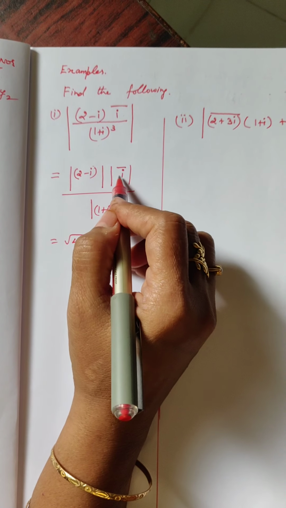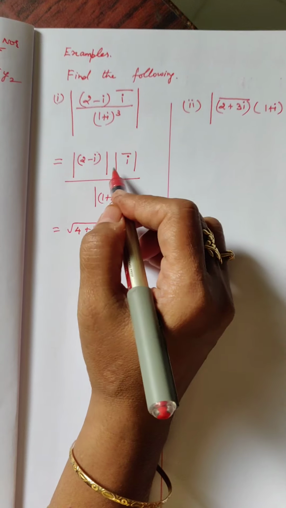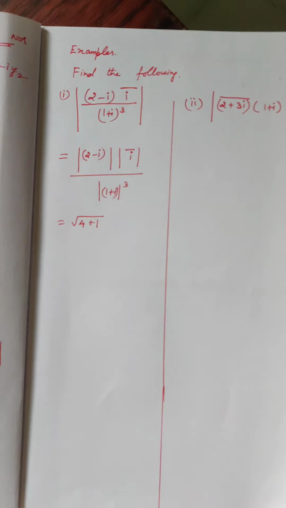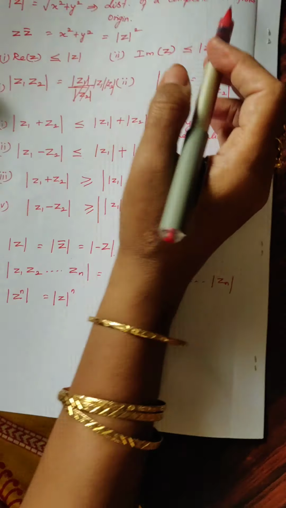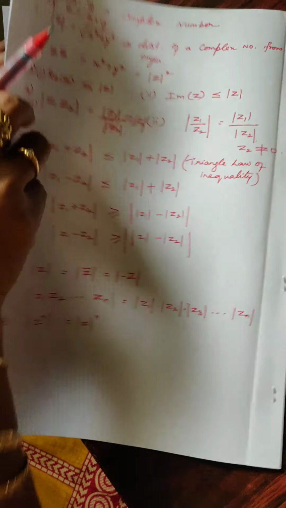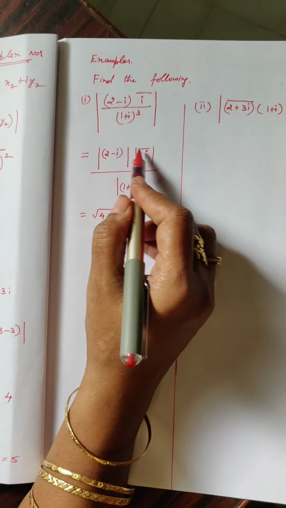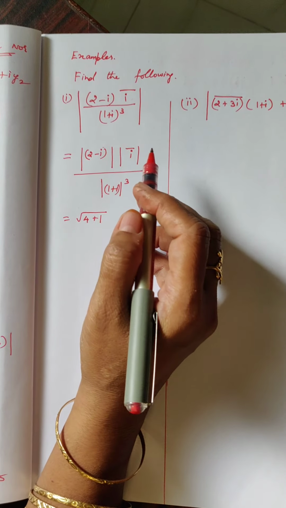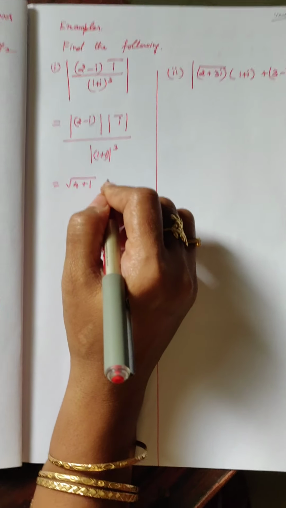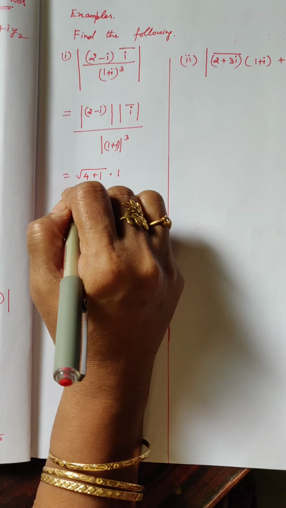Here modulus of i bar. Modulus of i bar means modulus of z bar. Modulus of z bar and modulus of z are one and the same, as I already explained: modulus of z bar equal to modulus of z. So it is nothing but modulus of i. Already I explained, modulus of i is equal to 1. So the answer is 1 by.